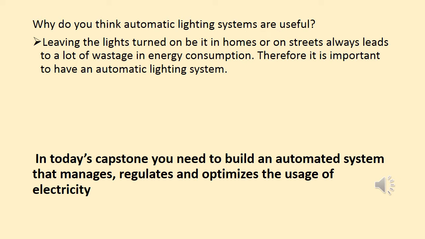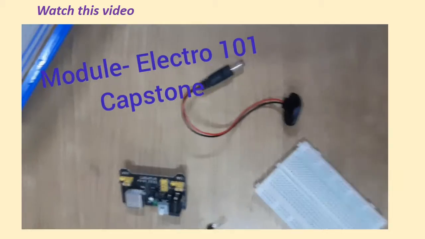Why do you think automatic lighting systems are useful? Answer. Leaving the lights turned on, be it in homes or on streets, always leads to a lot of wastage in energy consumption. Therefore, it is important to have an automatic lighting system. In today's capstone, you need to build an automated system that manages, regulates and optimizes the uses of electricity.